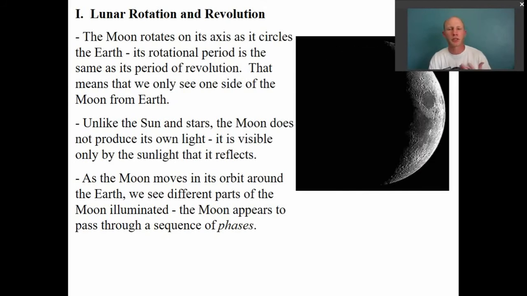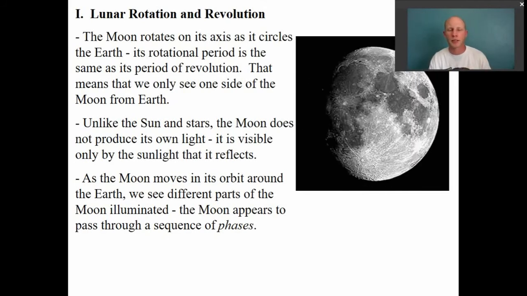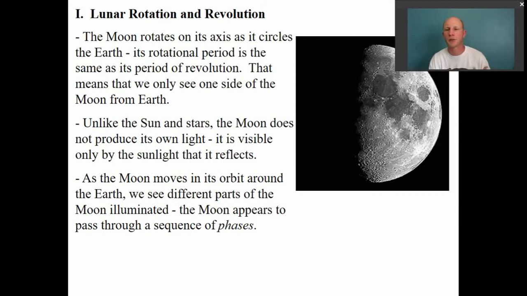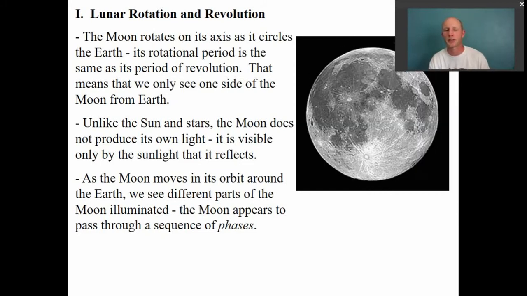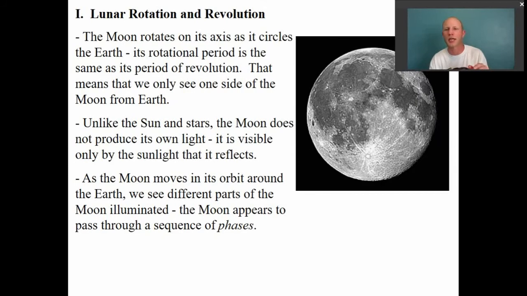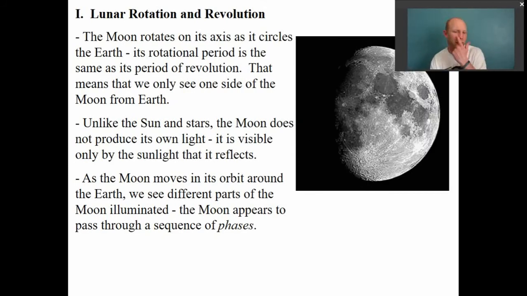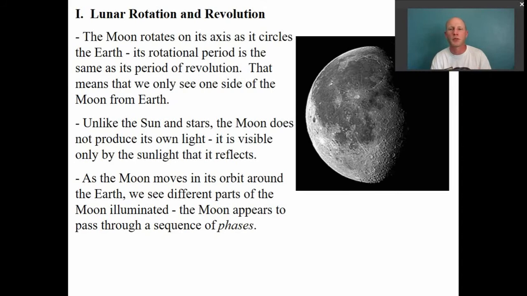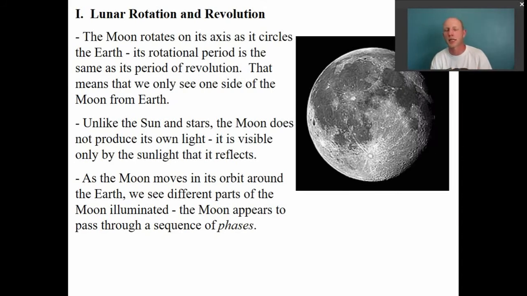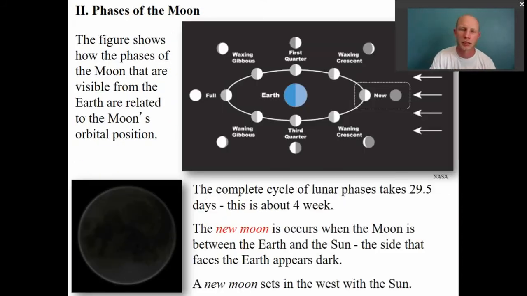No, actually, at any one time, half of the moon is always illuminated. It's just that we can only see that sliver. If we're looking at the waning crescent or the waxing crescent, that's all we can see of that illuminated half. If we see a full moon, now we're seeing the broad side of the moon illuminated. This figure shows how the moon phases are visible from the Earth and how they're related to the moon's orbital position.